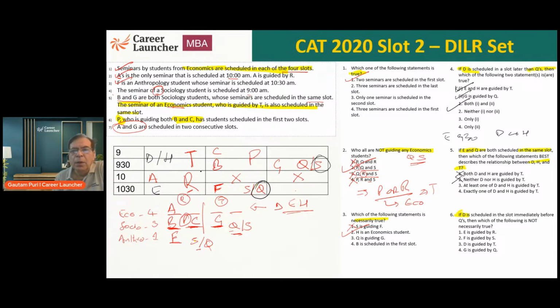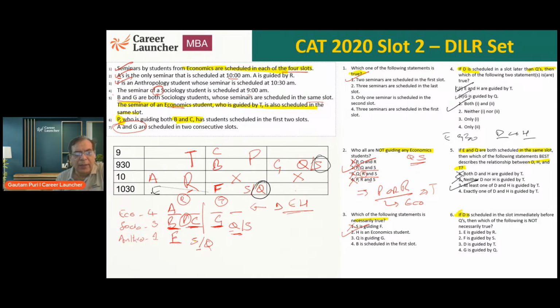What does this tell me? Both D and H are guided by T. If E is at 10:30 a.m., then both will be guided by T. What does that mean? At least one. In one scenario, it is either D or H. In the second scenario, both. So the correct answer should not be exactly one, but at least one of D and H is guided by T. Okay. Let's look at the last question.